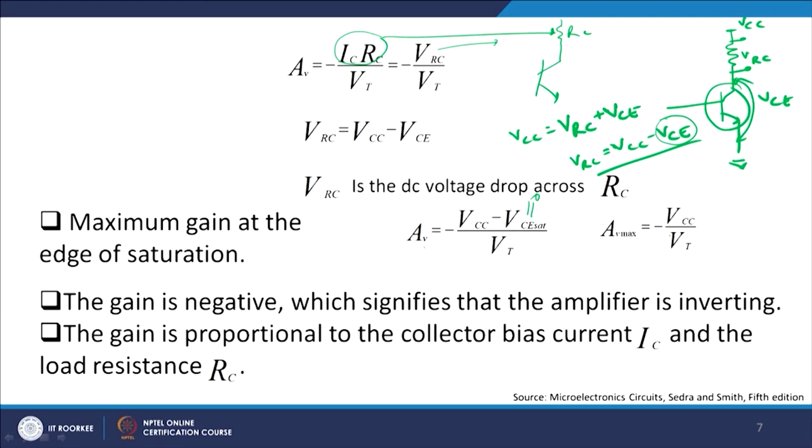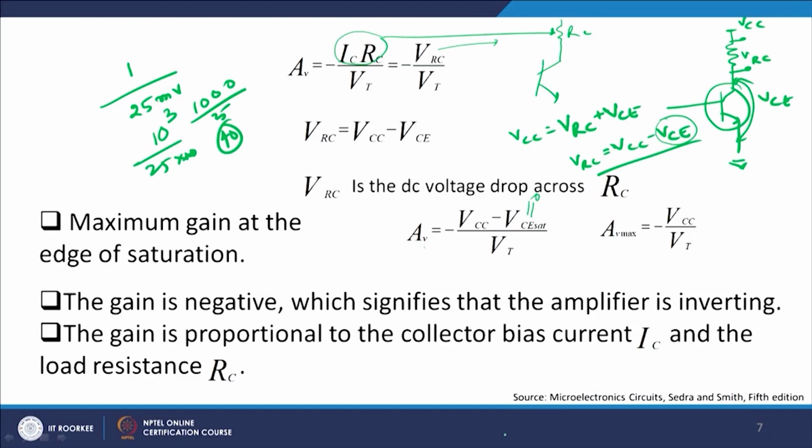If I assume this to be approximately 0, I get minus VCC by VT as the AV max. So, even if you use a VCC of 1 volt and VT of 25 millivolt, I get 1 by 25 into 10 to the power minus 3, so 10 to the power plus 3 here. This is basically 1000 by 25, which is 40. So, even without much manipulation, the voltage gain of a common emitter configuration at T equals 300 Kelvin has a maximum attainable value of 40.